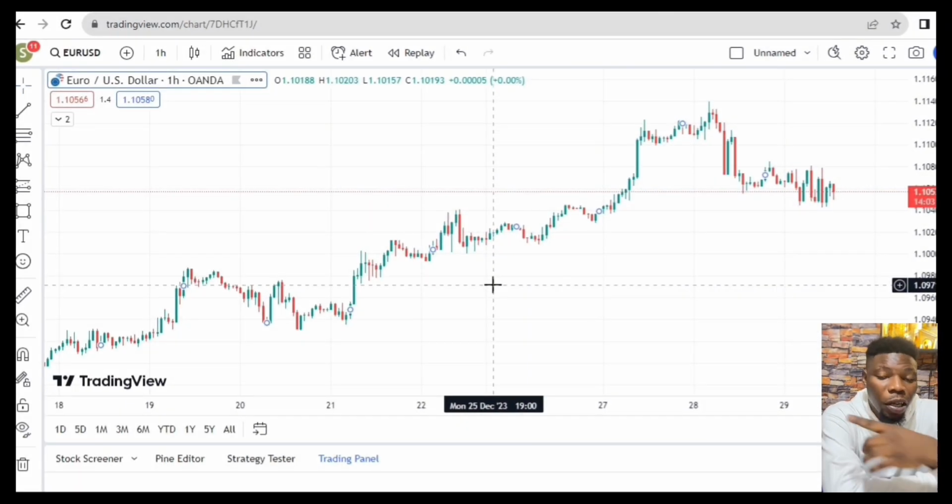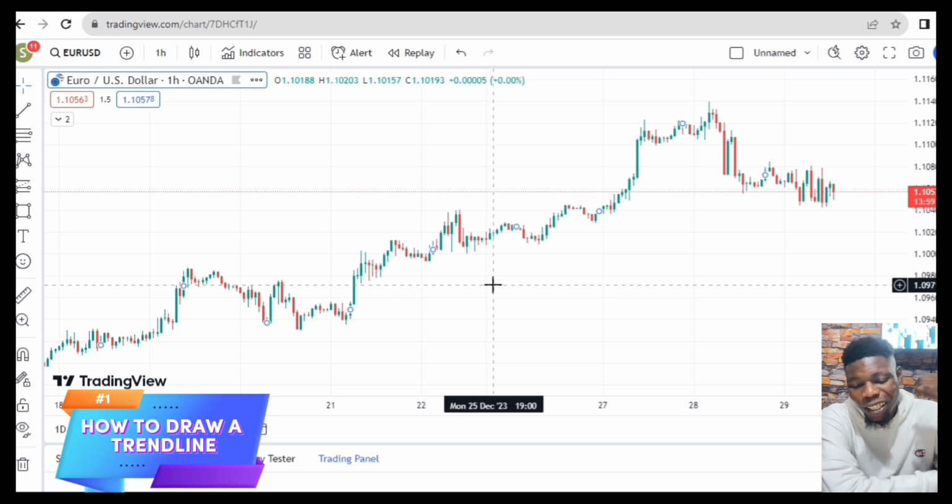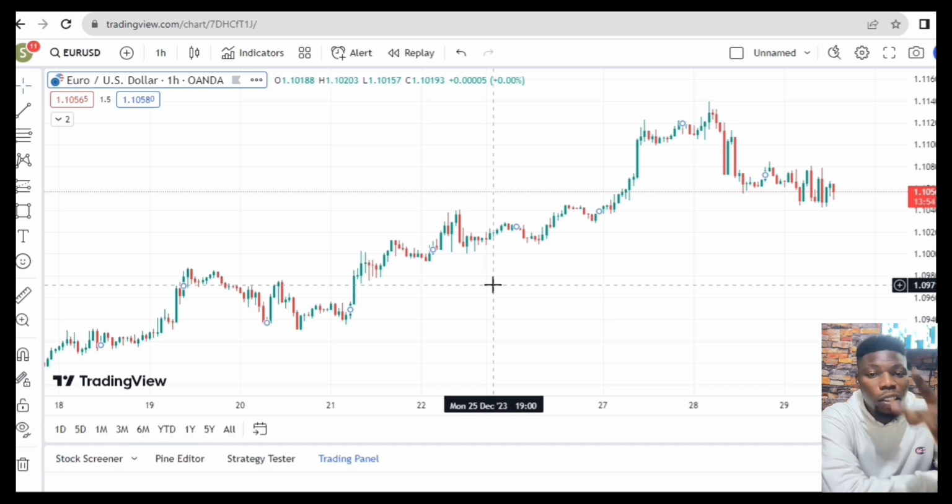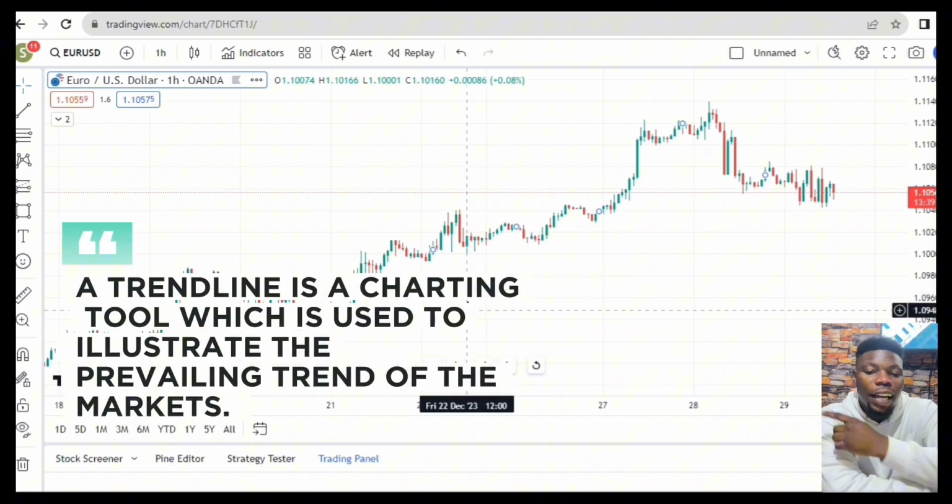So the first thing on my secret playbook is how to draw a trend line. I'm going to show you guys how to draw a trend line properly. Before we do that, what is a trend line? A trend line is a charting tool which is used to illustrate the prevailing trend of the market.